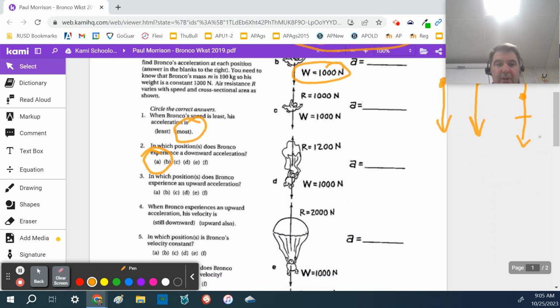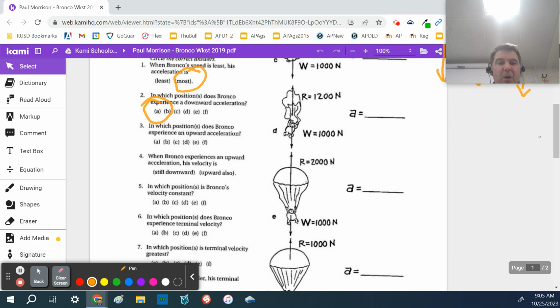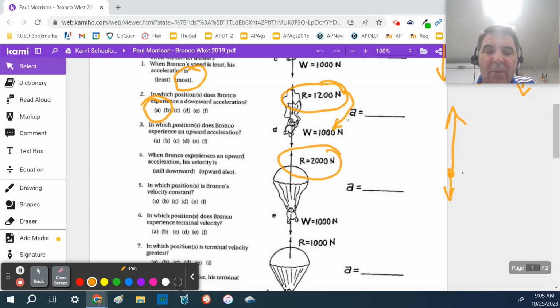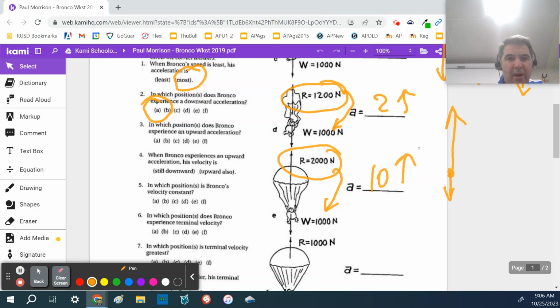Okay, moving down the page. In which position does Bronco experience an upward acceleration? Once again, if it's like this, then that's an upward acceleration. So this one is bigger, and this one's also bigger. We're talking compared to the downward. Compared to the downward, this one is going to be basically 2 up, and this is going to be basically 10 up. So those two, it's an upward acceleration. And what's that? D and E.